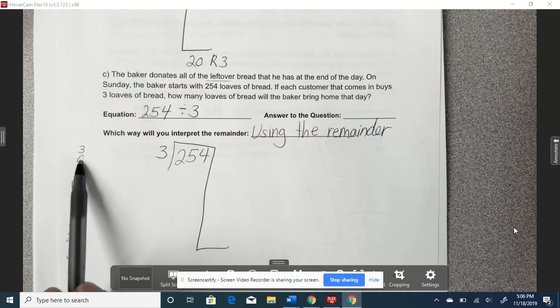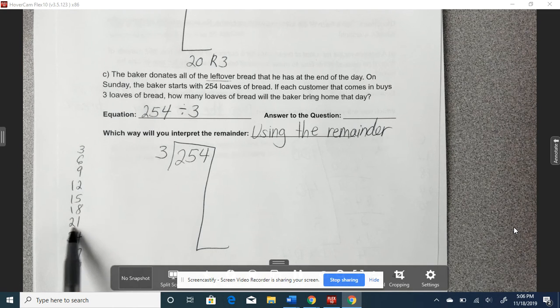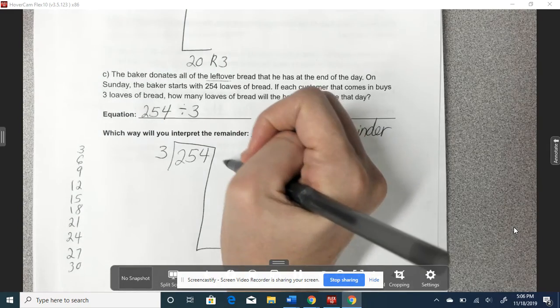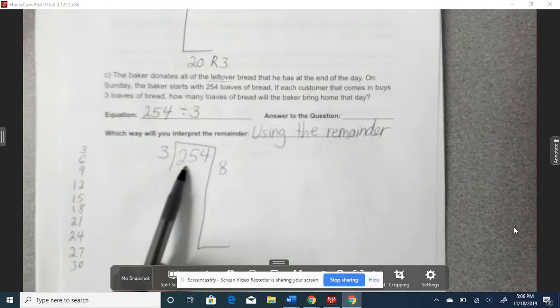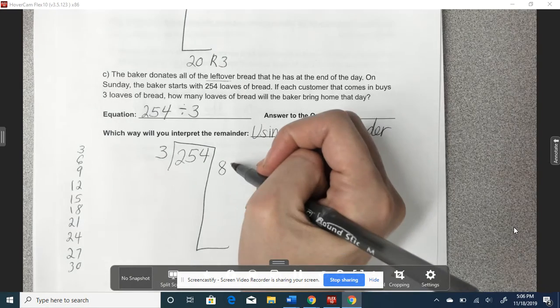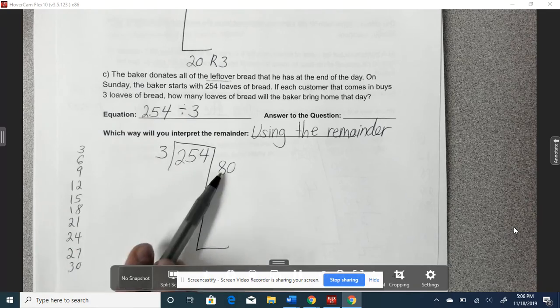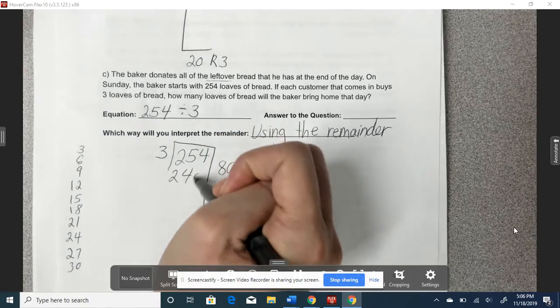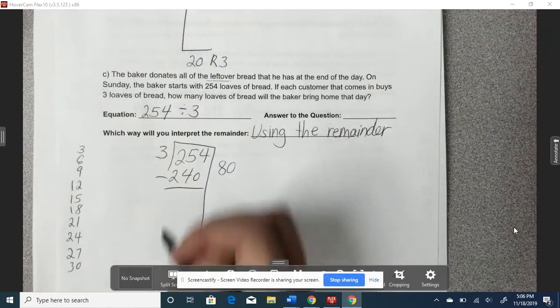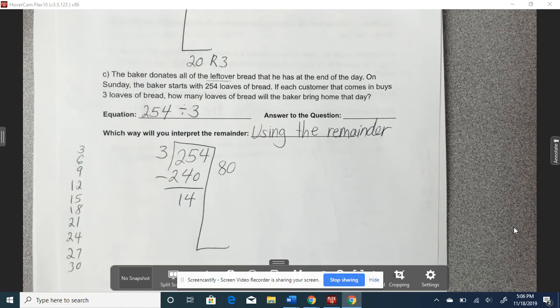24 is the first, second, third, fourth, fifth, sixth, seventh, eighth multiple of 3. So we know we're putting 8 over here. Oh, but we said that was 25 tens. So this should be 8 tens. So this is 80. 3 times 8 is 24, so 3 times 80 is 240. We're going to subtract, and we have 14 left over.